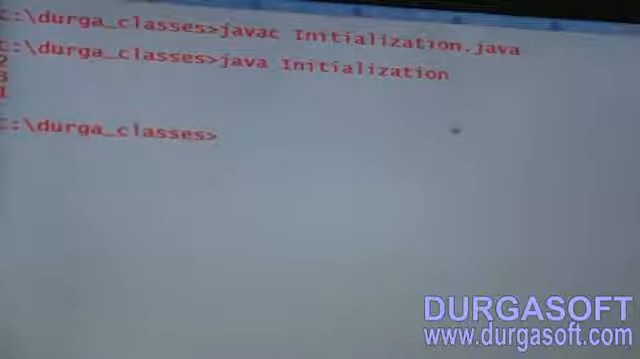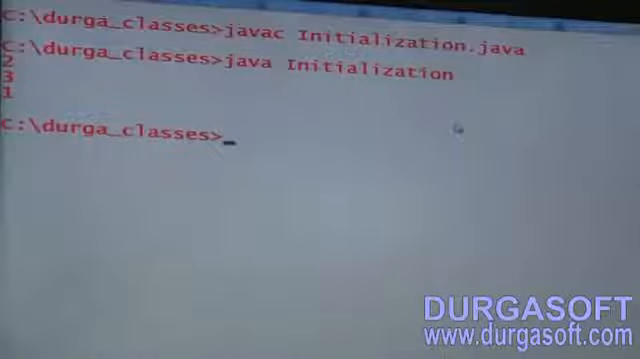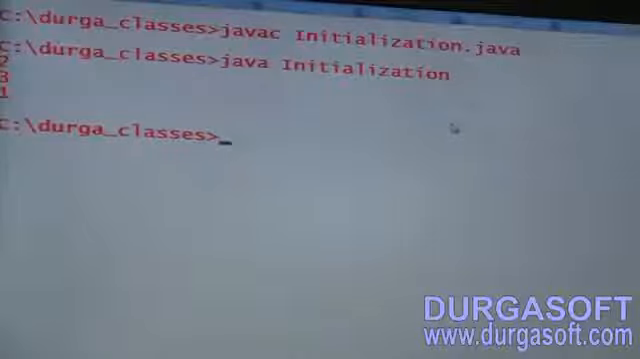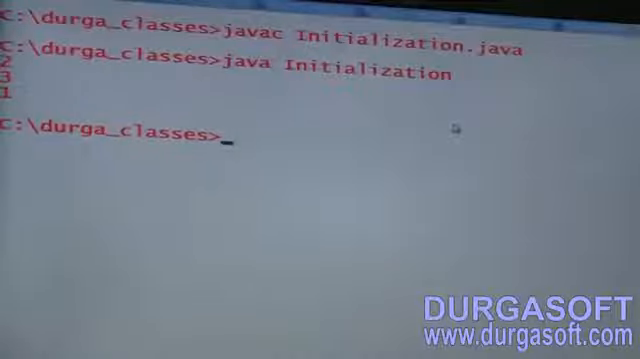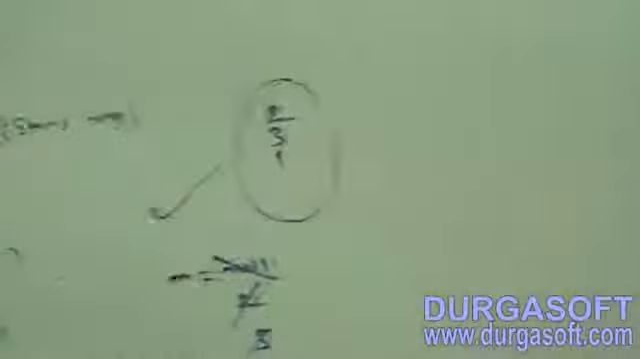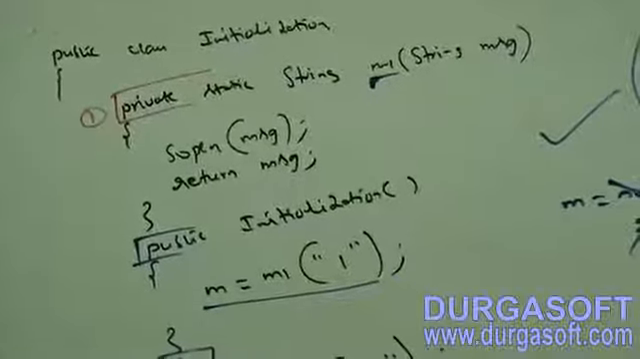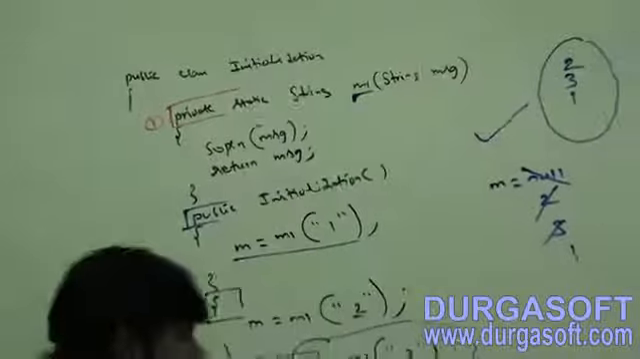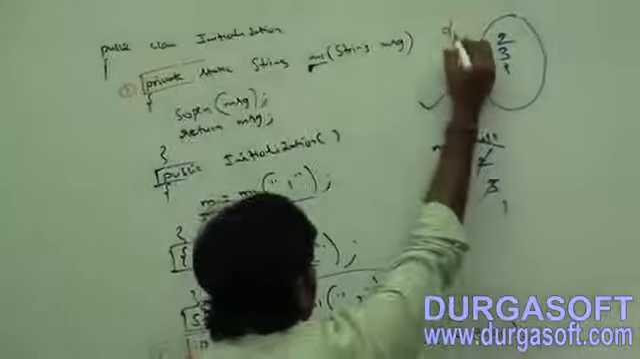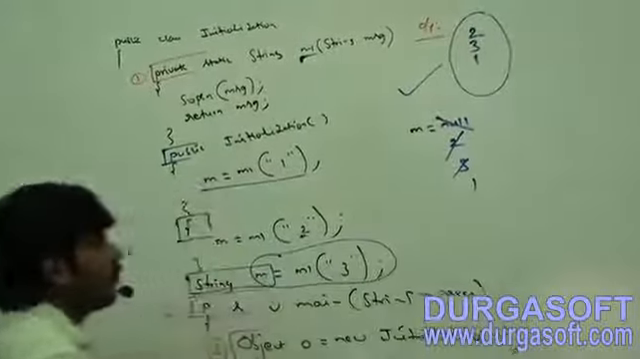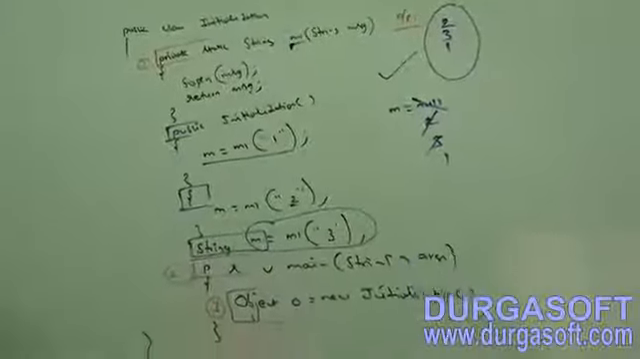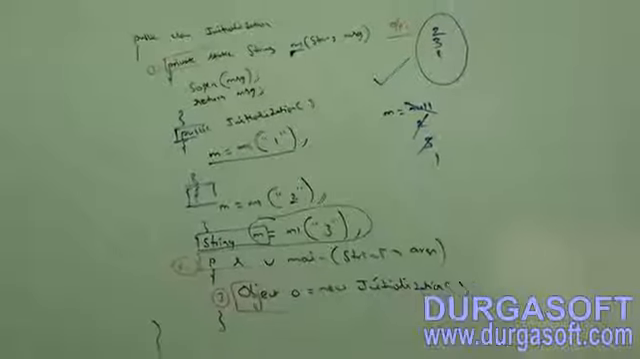Have you observed? 2, 3, 1. Correct or not? So the same answer, 2, 3, 1. In which order the things will be executed, you have to decide. Okay, take this example and output also. For the output we are going to get 2, 3, 1.